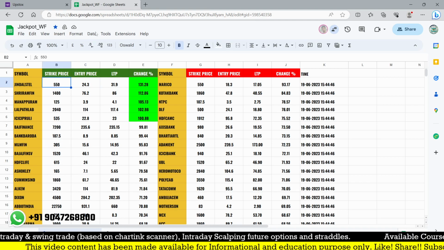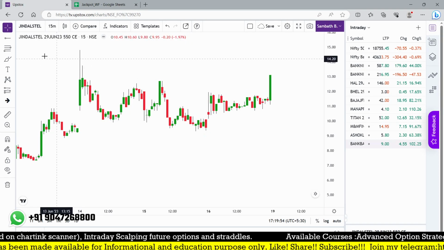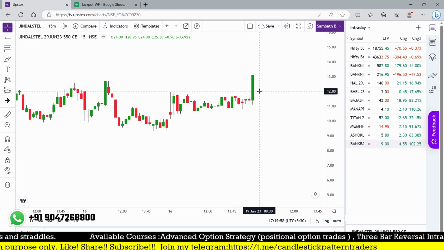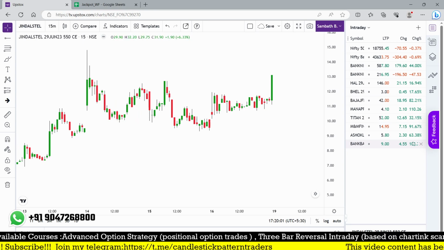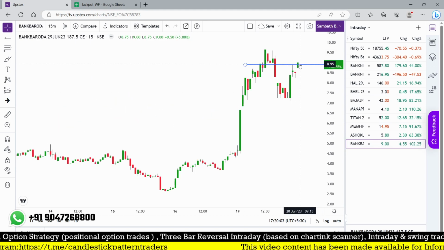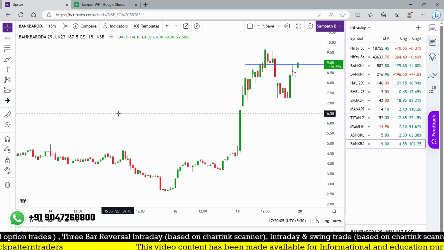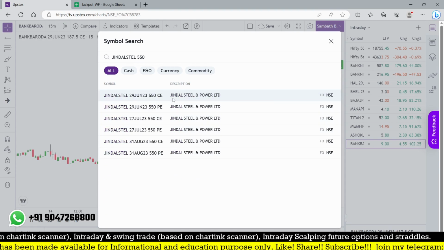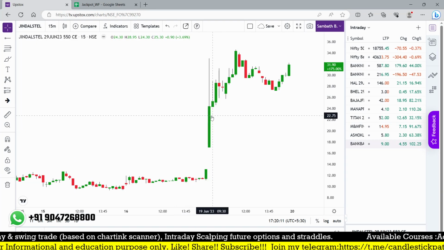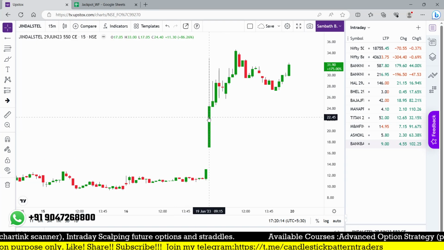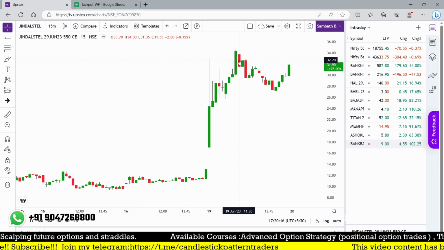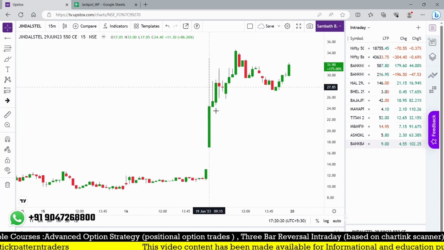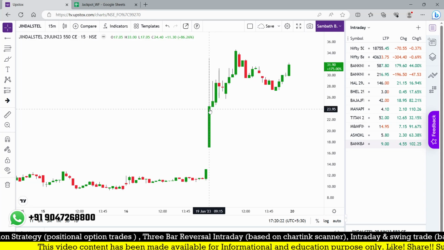Jindal Steel 550, why is it not looking right? I think on this website today's price is not updated, but here it is updated. Jindal Steel 550 call option, you can look at this. The first candle itself moves up to 33. Our entry point is 24. After this 33, it returned back to the same price, 24.4.